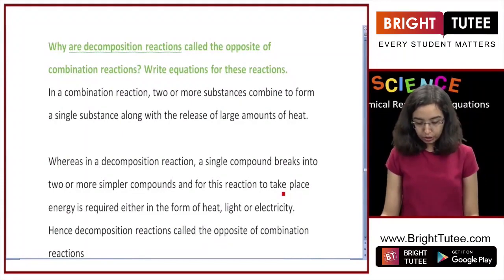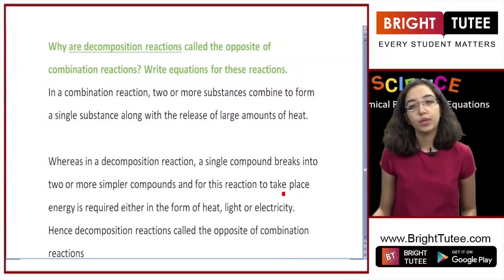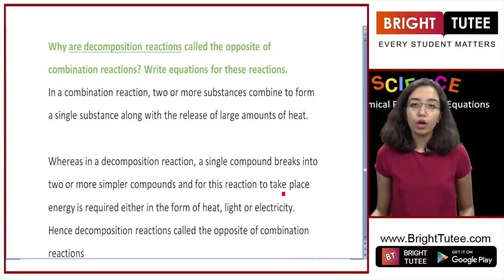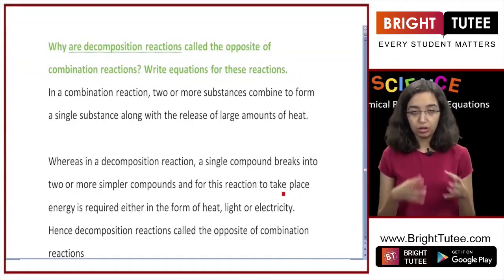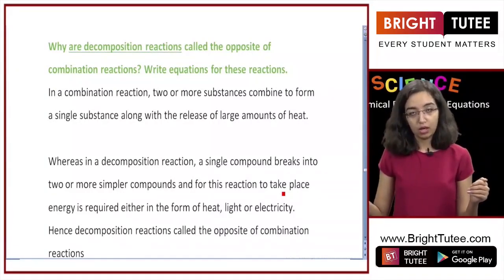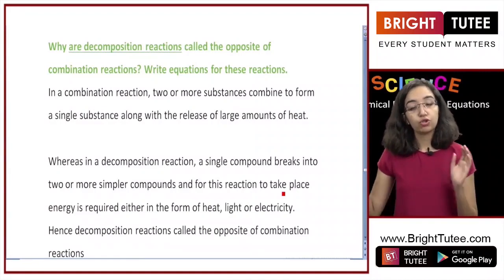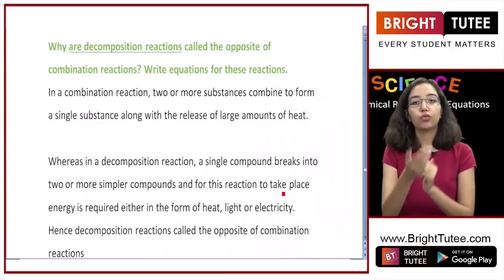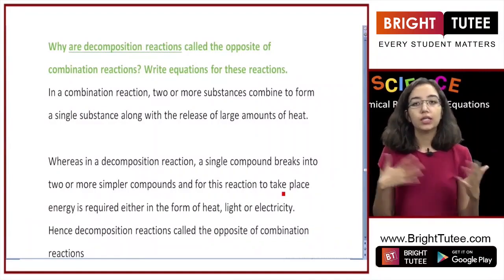Why are decomposition reactions called the opposite of combination reactions? Explain with examples. So decomposition and combination are opposites because in a decomposition reaction, one substance breaks to form two or more substances. Whereas in a combination reaction, two or more substances combine to form one substance. So that is how they are opposite.